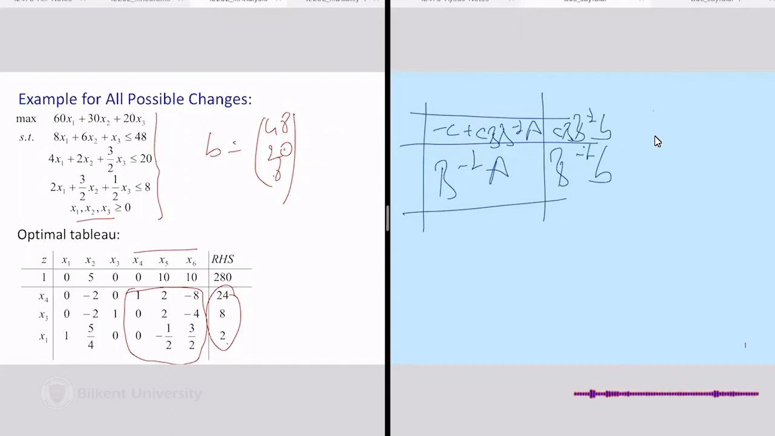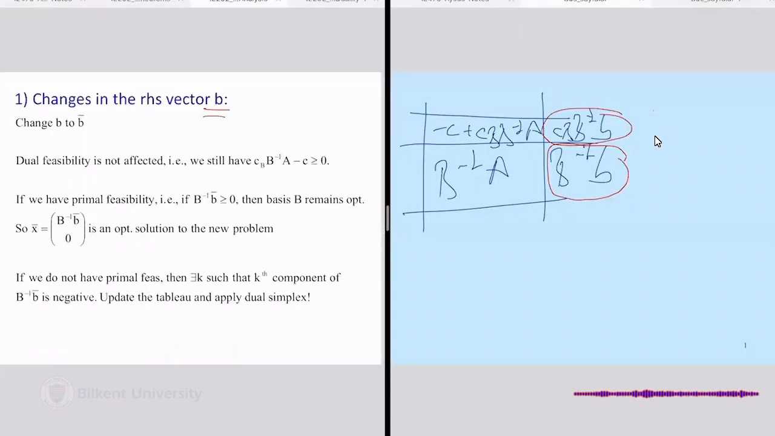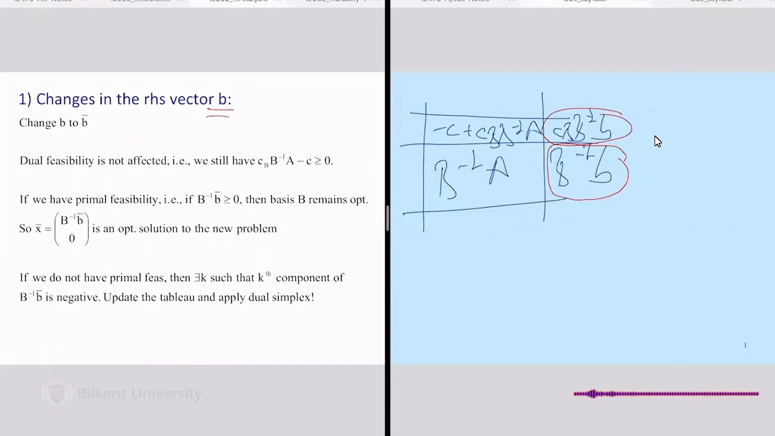Little b has nothing to do in row 0, right? It's only here and in the objective function value. That means once we change the right-hand side vector, dual feasibility is intact, because row 0 remains unchanged.